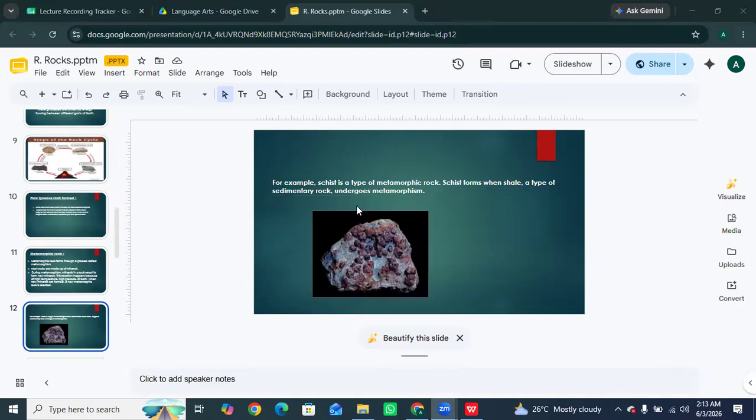For example, schist is a type of metamorphic rock. Schist forms when shale, a type of sedimentary rock, undergoes metamorphism. Basically, this shows a real example of metamorphic rocks, taking a soft rock like shale and squeezing it until it turns into a tough rock called schist.